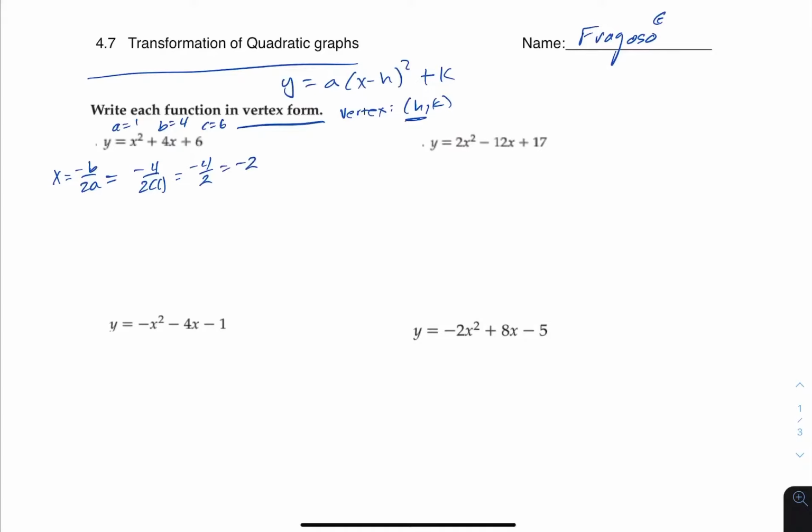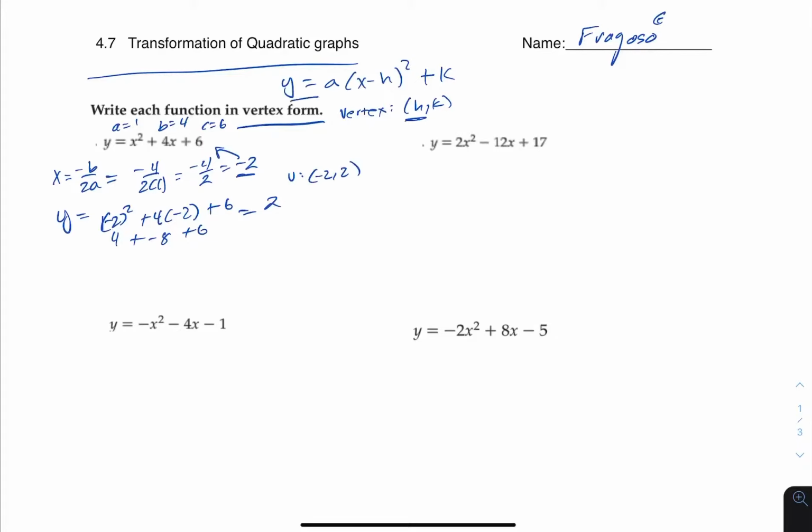Now you have to find the y value in the vertex. The way you do that is to plug that into the equation. y equals negative 2 squared plus 4 times negative 2 plus 6. That gets us 4 plus negative 8 plus 6, which is 10 minus 8, so 2. So our vertex is (negative 2, 2).